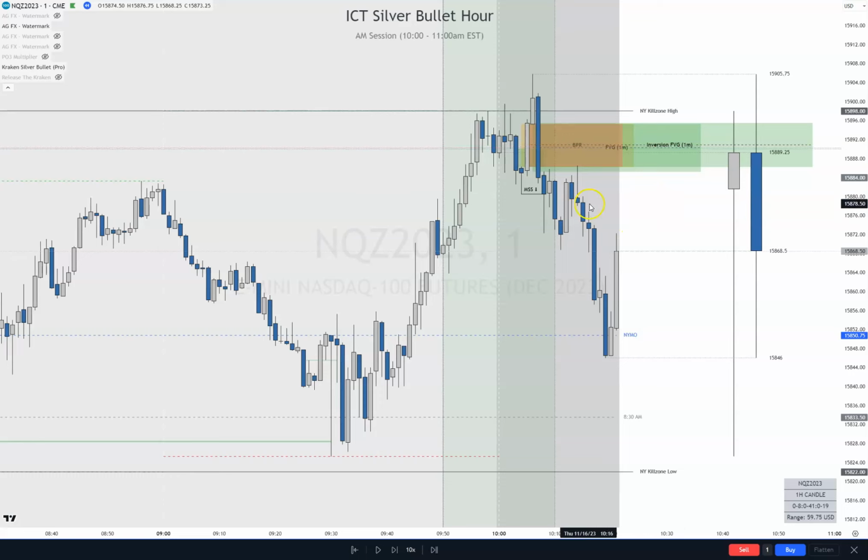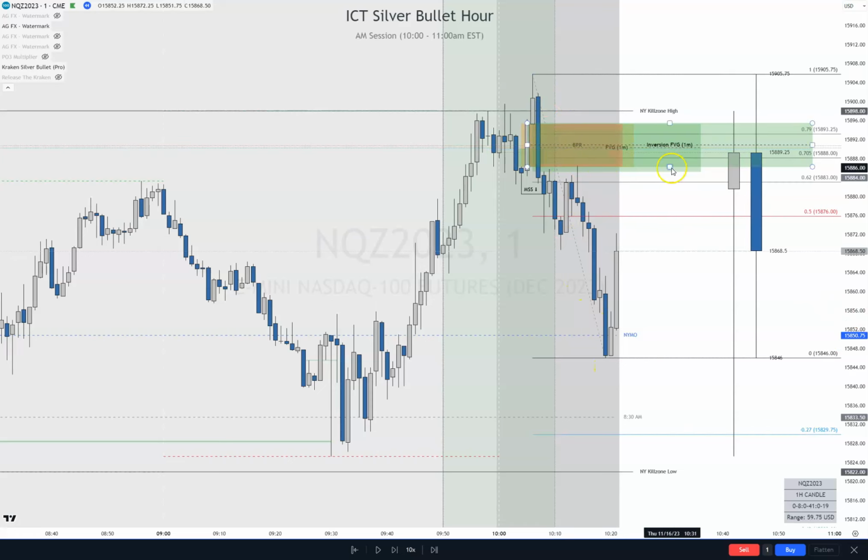Okay, so now let's pull our fib and let's see from high to low, where's optimal trade entry? Right in here with all 3 of these PD arrays. Okay, so it comes up in here and closes up in here, or wicks up in here, I'm taking a trade. Okay.